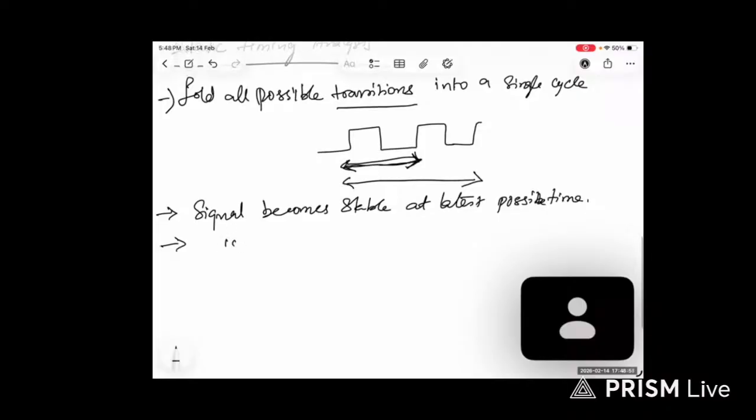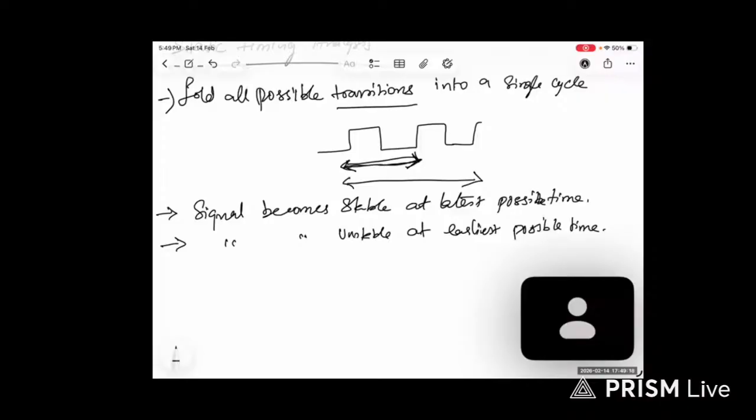Also, your signal becomes unstable at the earliest possible time. So these are two assumptions. I'll explain this when I come to something called setup and hold timing analysis.